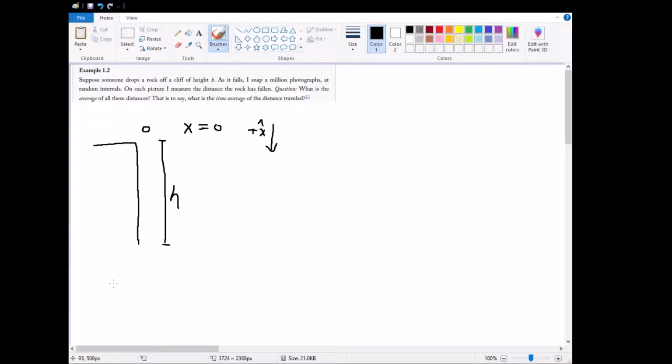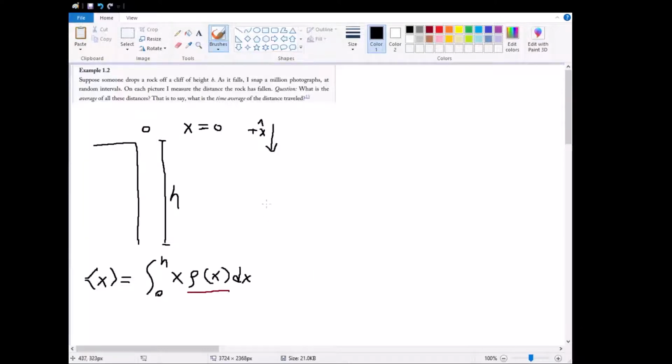So instantly, we can define the equation for the average of x and say that the average distance that the rock has fallen is equal to the integral from 0 to h, which are the bounds of this problem, of x times our probability distribution rho of x times dx. So ultimately, what our problem boils down to is mainly just trying to find what rho of x actually is.